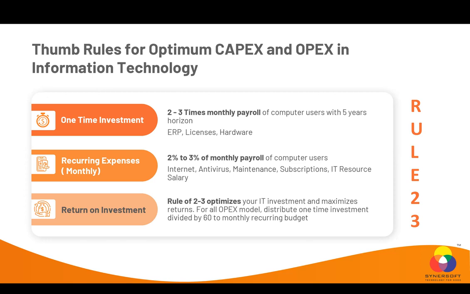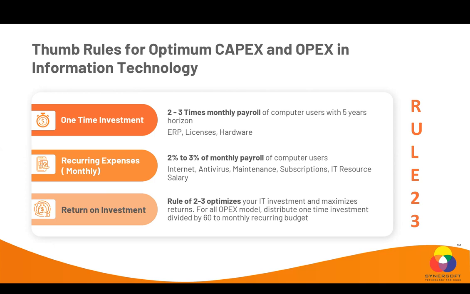So let's say you are an SME and your payroll is for 25 users. And let's say your average salary is 30,000 rupees. In that case, 7,50,000 rupees is your payroll per month. The rule of 23 is, over a 5 years horizon, you should not be spending less than 2 times and more than 3 times of your monthly payroll. So if your monthly payroll is 7.5 lakhs of rupees, you should not have spent less than 15 lakhs and more than 21 lakhs or 22 lakhs 50,000 rupees on anything and everything of your IT.